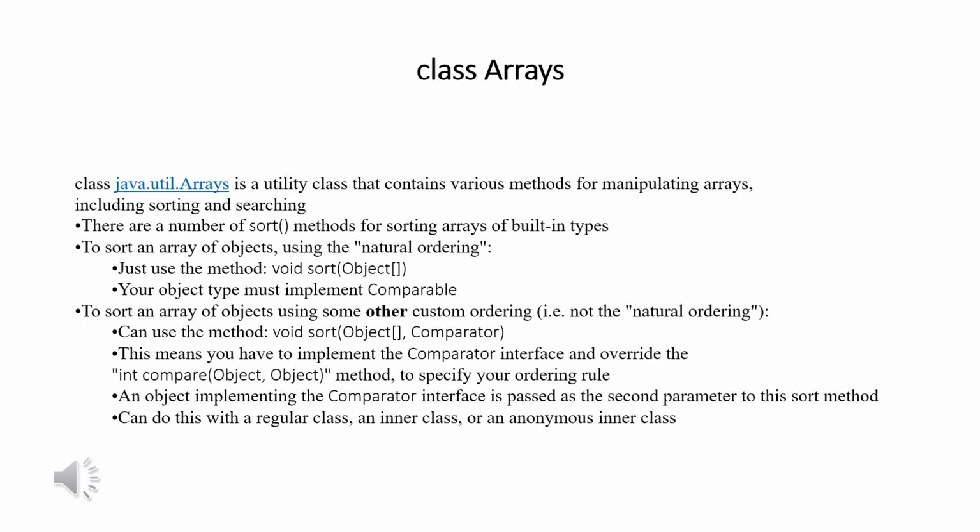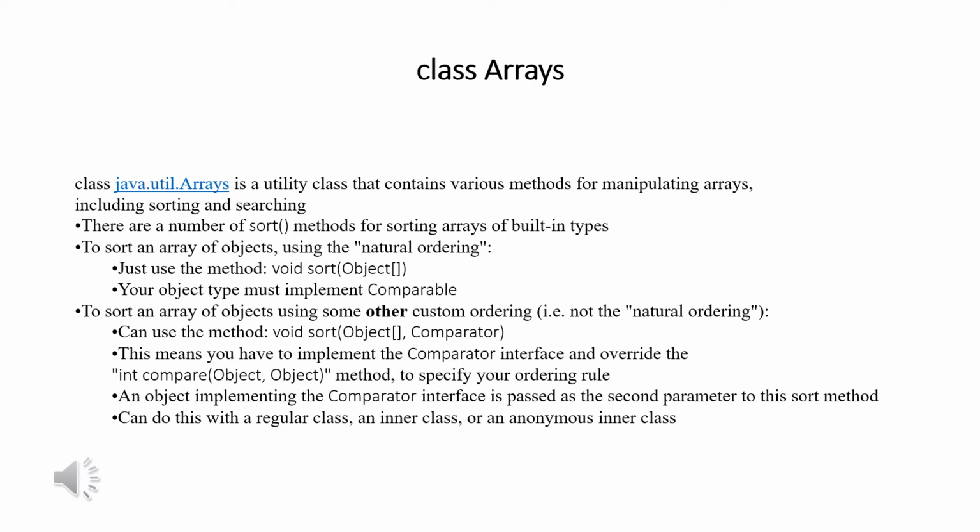So let's see, we have class Arrays. java.util.Arrays is a utility class that contains various methods for manipulating arrays. These methods can be sorting or searching methods. There are a number of sort methods for sorting arrays of built-in types.